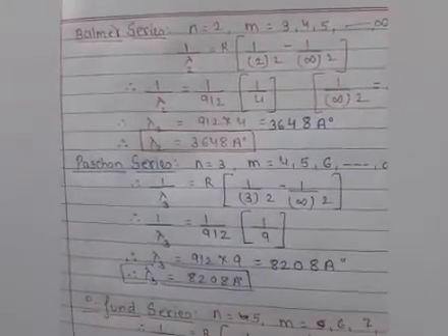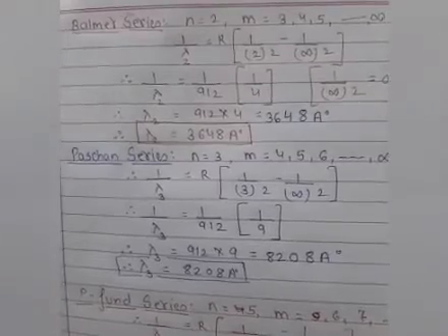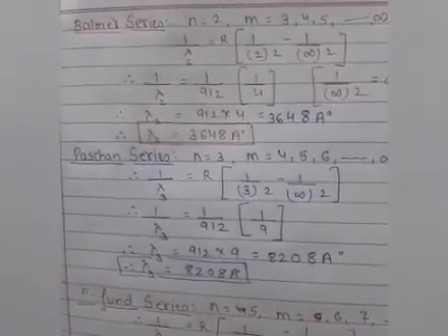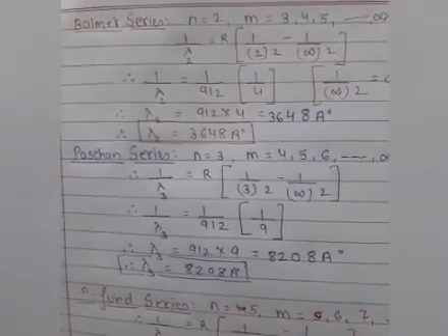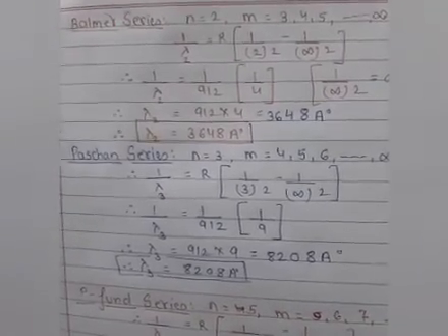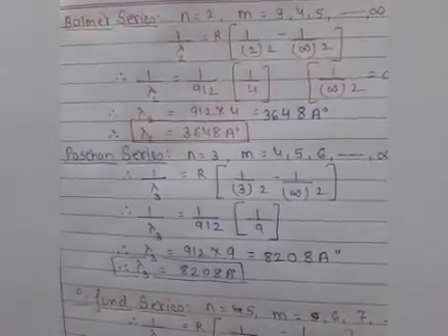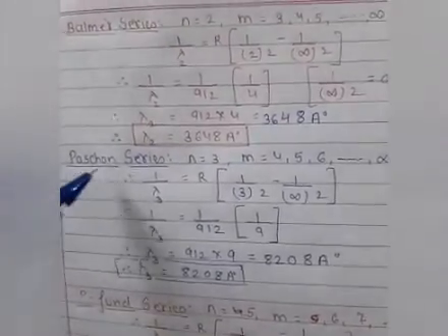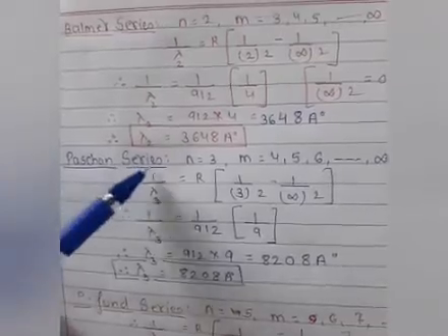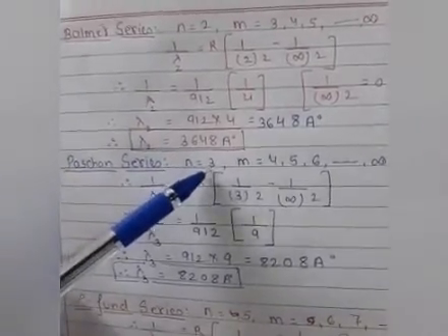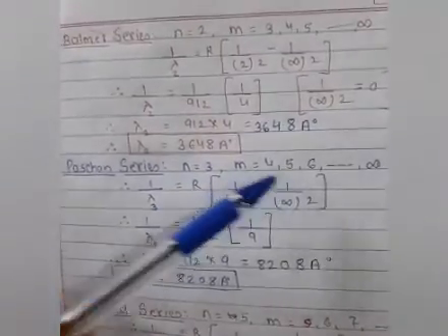Let's move on to the next series, that is the Paschen series. So this is the third series. It means this Paschen series is nothing but after visible light. After visible light, it means we consider it as infrared rays. So here in the infrared rays, that is the Paschen series, the value of n is after 2, that is 3, and this m is after n, that is 4, 5, 6 to infinity.